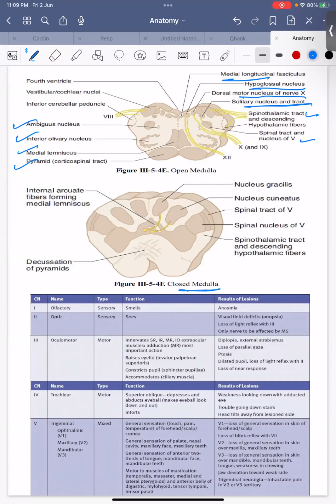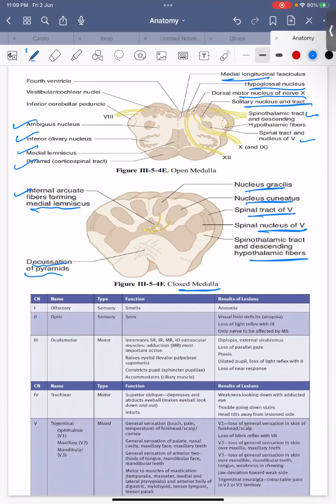Now, at the closed medulla level, you will have the nucleus gracilis and the nucleus cuneatus, and the spinal tract of cranial nerve 5. You have the spinal nucleus of the cranial nerve 5, the spinothalamic tract, and the descending hypothalamic fibers. The pyramidal decussation, that is the crossing of the corticospinal tract, is at the level of the lower medulla, or the closed medulla. And you can find the internal arcuate fibers, which form the medial lemniscus at the level of the closed medulla. Like the spinal dorsal column, they cross here.